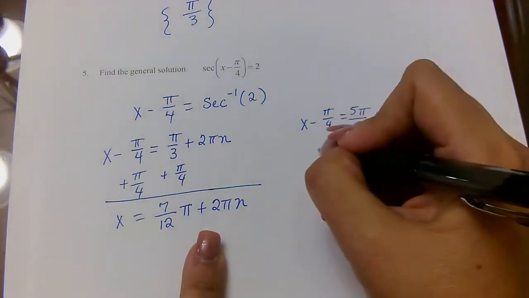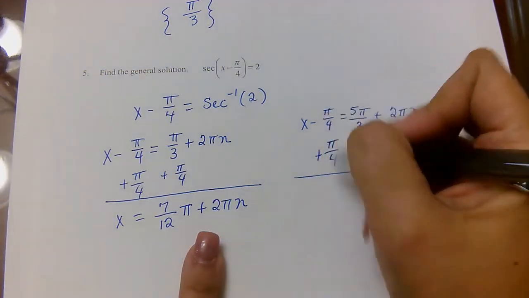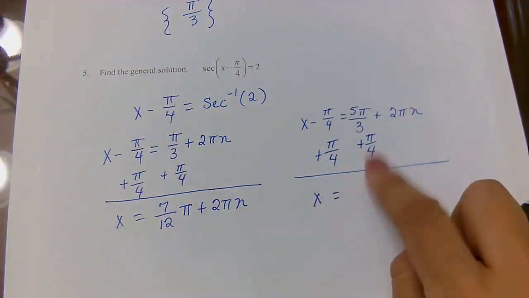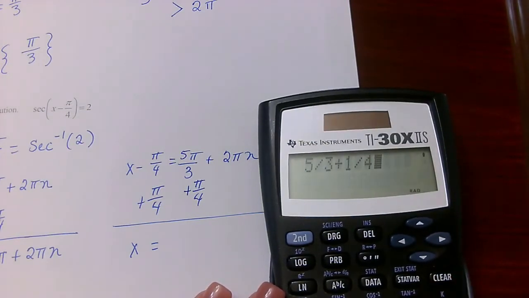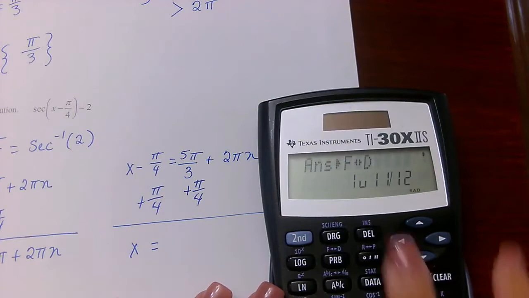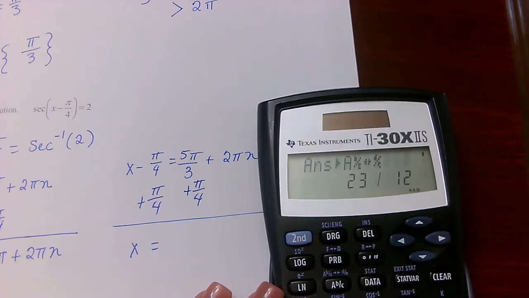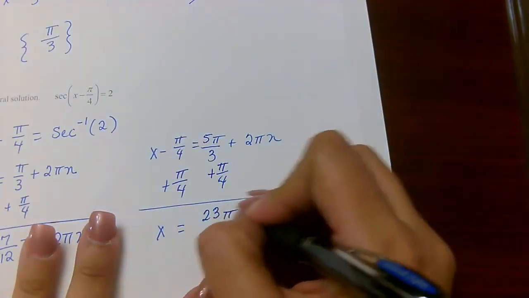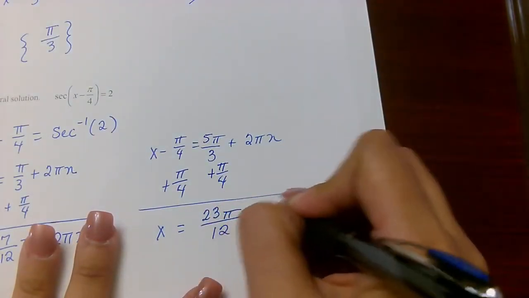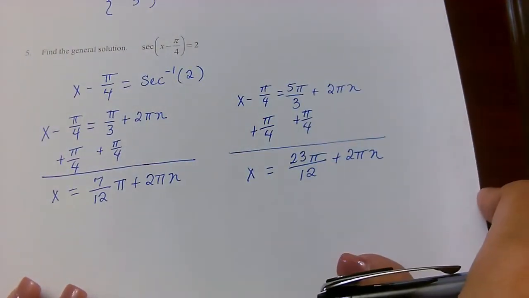Our second equation, let's go ahead and add pi over 4 to both sides. Cancels out, and I'm left with x is equal to, use your calculator to help you solve for these, 5/3 plus 1/4, which is 23 over 12, plus 2 pi n. Okay. These will be our solutions where n can be any integer.